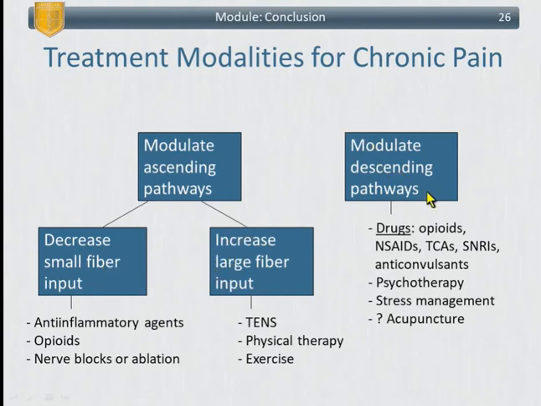Then we have the descending pathways, which are inhibitory. They release norepinephrine and serotonin in the dorsal horn, inhibitory of pain. So we want to make use of those. Again, opioids, anti-inflammatories, tricyclics, SNRIs, anticonvulsants may all help with that. It could be that psychotherapy, stress management, and acupuncture may also help with those.